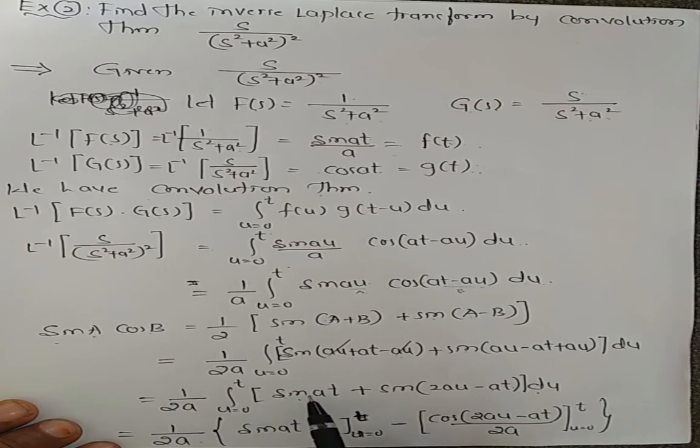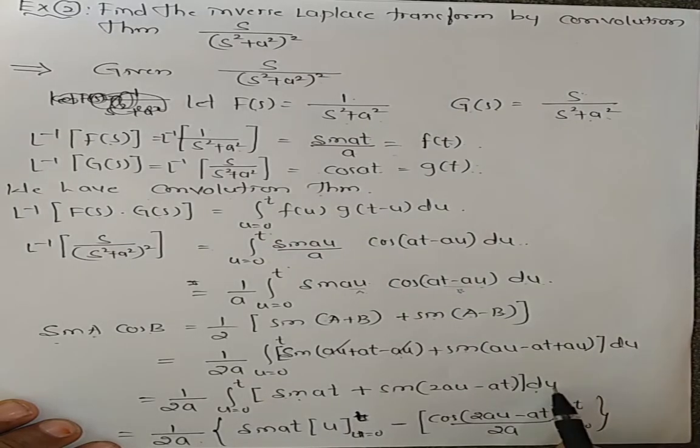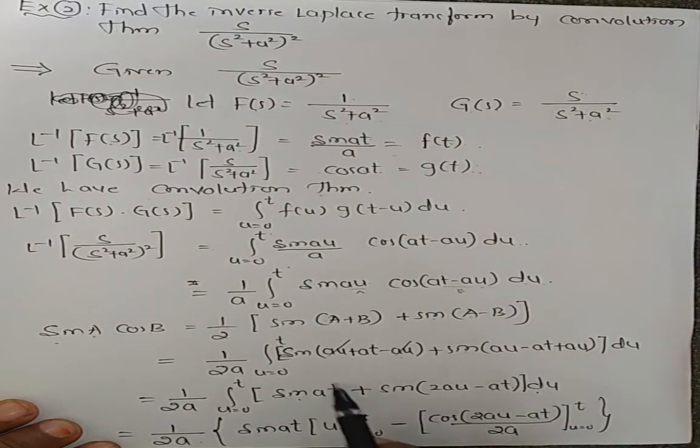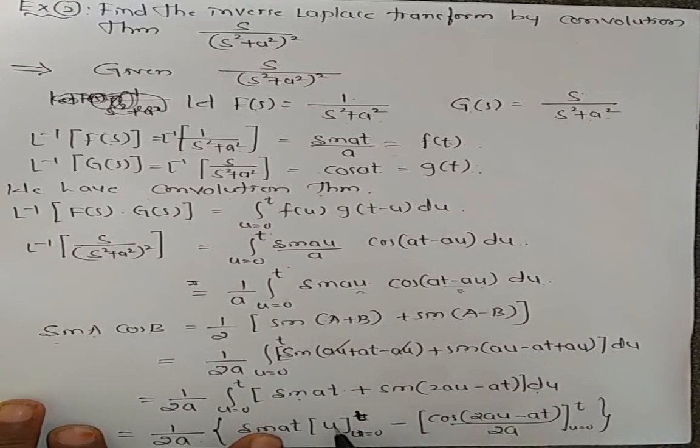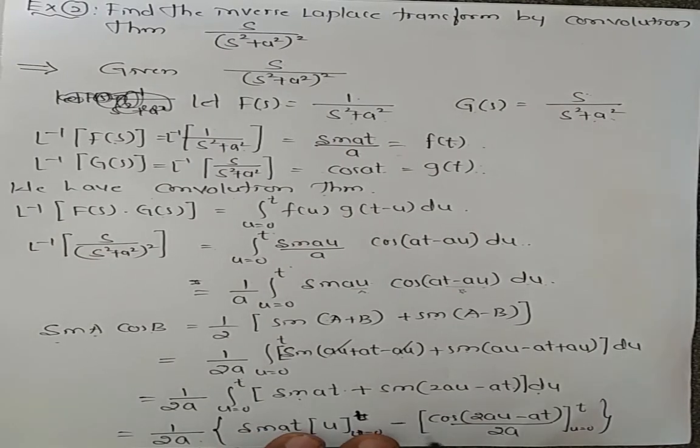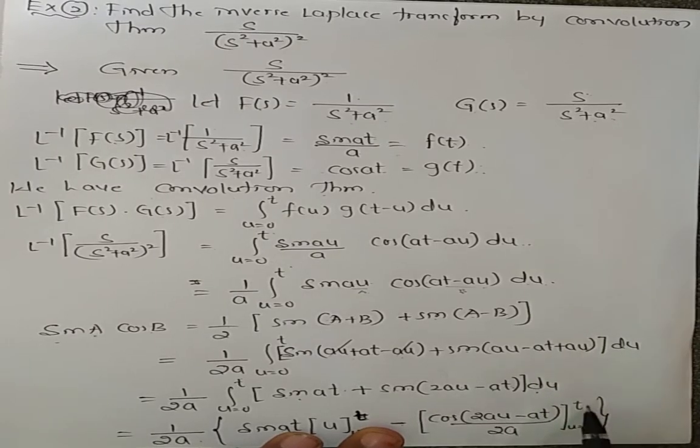Now the integration of sin a t with respect to du: there is no u, so this is constant. I have written it outside. Here the integral of 1 with respect to u is u, applying limit 0 to t, minus. Why I am writing minus, I will tell you. What is the integration of sine? Minus cos. Cos of 2au minus a t, and the differentiation of 2au with respect to u is 2a. So I have written applying limit 0 to t.